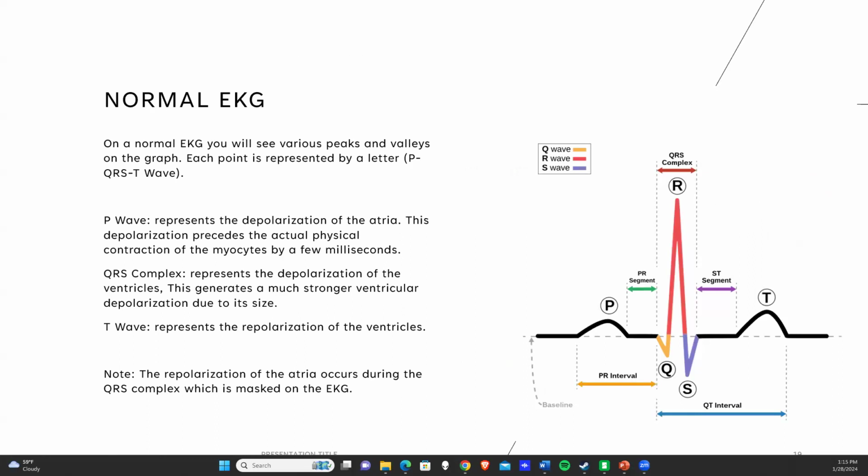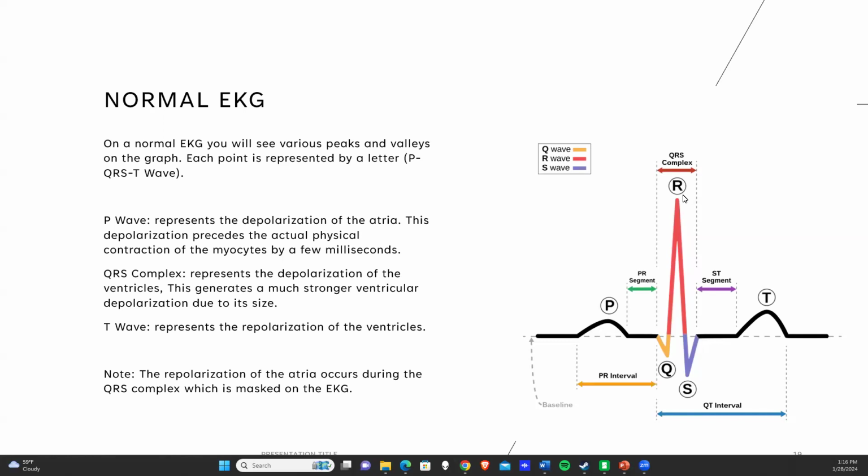So what does a normal EKG look like? Or what are the parts of an EKG? So in a normal EKG, you will see a series of peaks and valleys that denote different phases of the heart during its systolic and diastolic cycles. They are denoted by the letters P, QRS, and T. And the P wave here represents the depolarization of the atria.